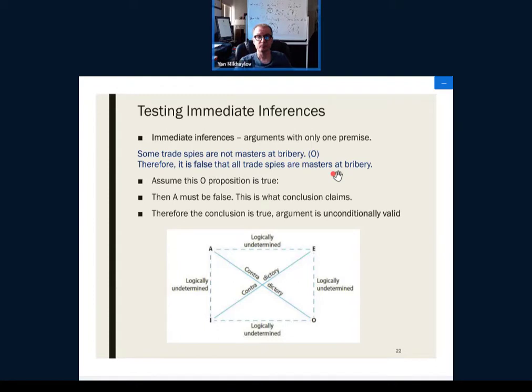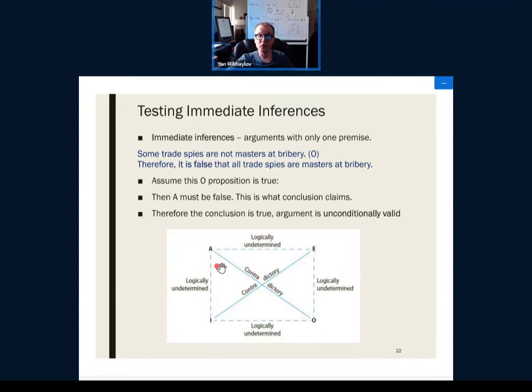So what's going on here? We can test that using a square. This is the procedure: you figure out where on the square you begin. Some trade spies are not masters of bribery is an O proposition, so you begin at O, right here. And where are you going? All trade spies are masters of bribery. That is A, so you go in here. The first thing you immediately see is that it is a contradictory relation, so you actually can do that. If it was going here, you could not do that. This is logically undetermined. But here you can.